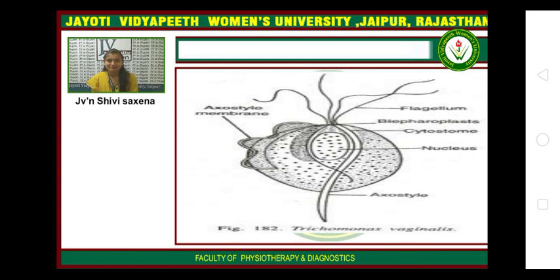The cytoplasm shows prominent siderophilic granules, which are most numerous alongside the axostyle and costa. It is motile with a rapid jerky, twitching type of movement.